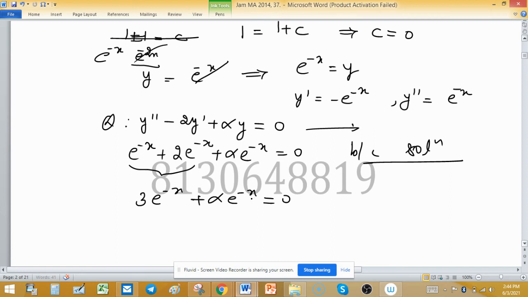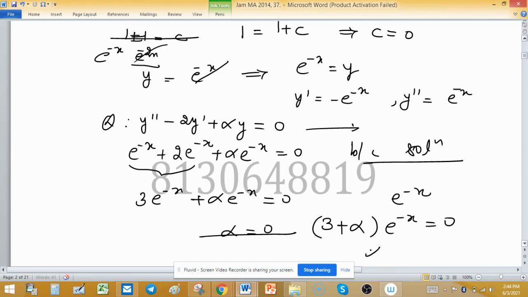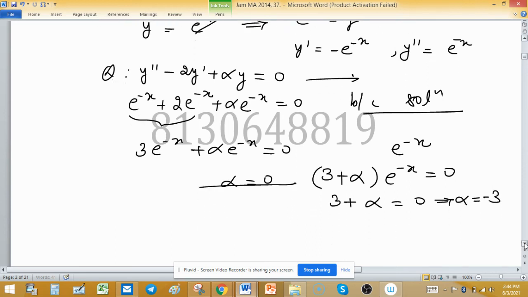So from these two, on comparing the coefficient of e raised to the power minus x, we write this equation as 3 plus alpha times e raised to the power minus x equal to 0, and on comparing, 3 plus alpha is equal to 0. This implies alpha is equal to minus 3. Now we have the value of alpha.